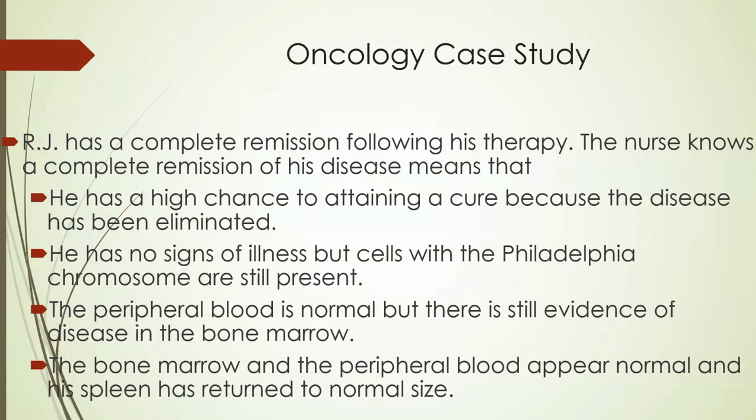So a Philadelphia chromosome is where certain genes combine to produce a protein called tyrosine kinase, which promotes the development of some cancers, but not necessarily related here. And remission would not include evidence of the disease in the bone marrow. So choice C says peripheral blood is normal, but there's still disease in the bone marrow. Remission would be bone marrow and the peripheral blood are normal, and the spleen has returned to normal.